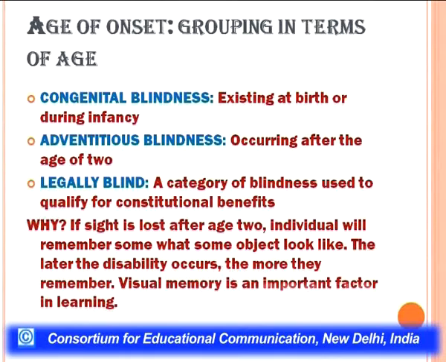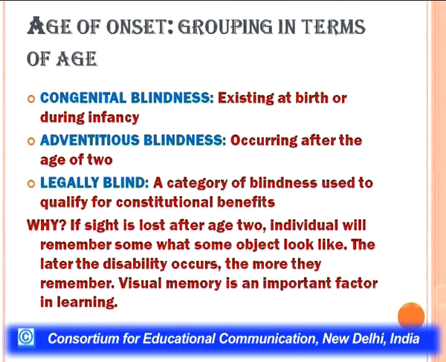So why is it important to understand age of onset? As I told you earlier, if sight is lost after the age of 2, the individual will remember somewhat what some objects looked like. The later the disability occurs, the more they remember. Visual memory is an important factor in learning. So if the person becomes blind after the age of 2, some kind of memory is there, and the person will be able to understand and learn important factors of any subject.